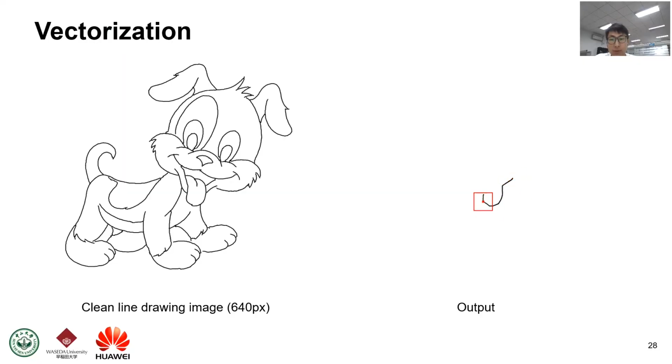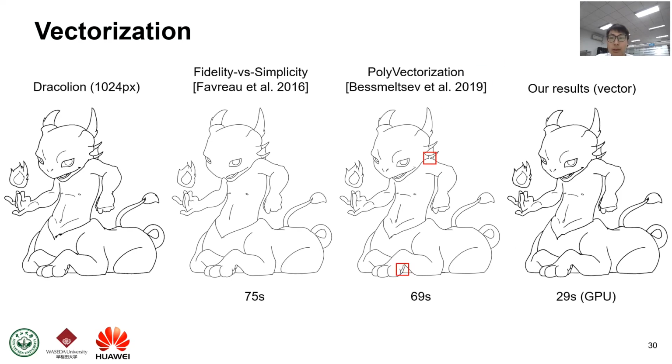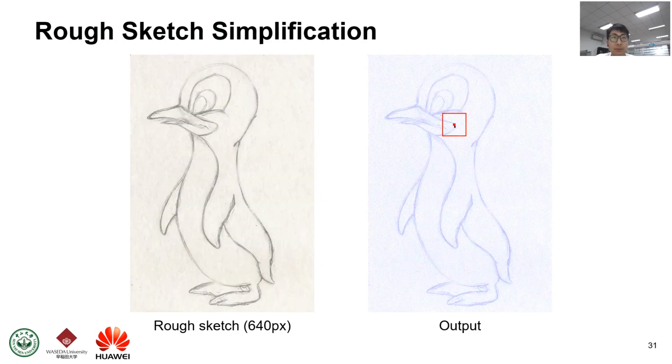Our framework works on vectorization tasks. We compare with two representative vectorization methods. We can see that fidelity versus simplicity fails to draw isolated strokes. Polyvectorization misses small strokes around complex junctions. The computation time under the figures shows our approach is much faster.